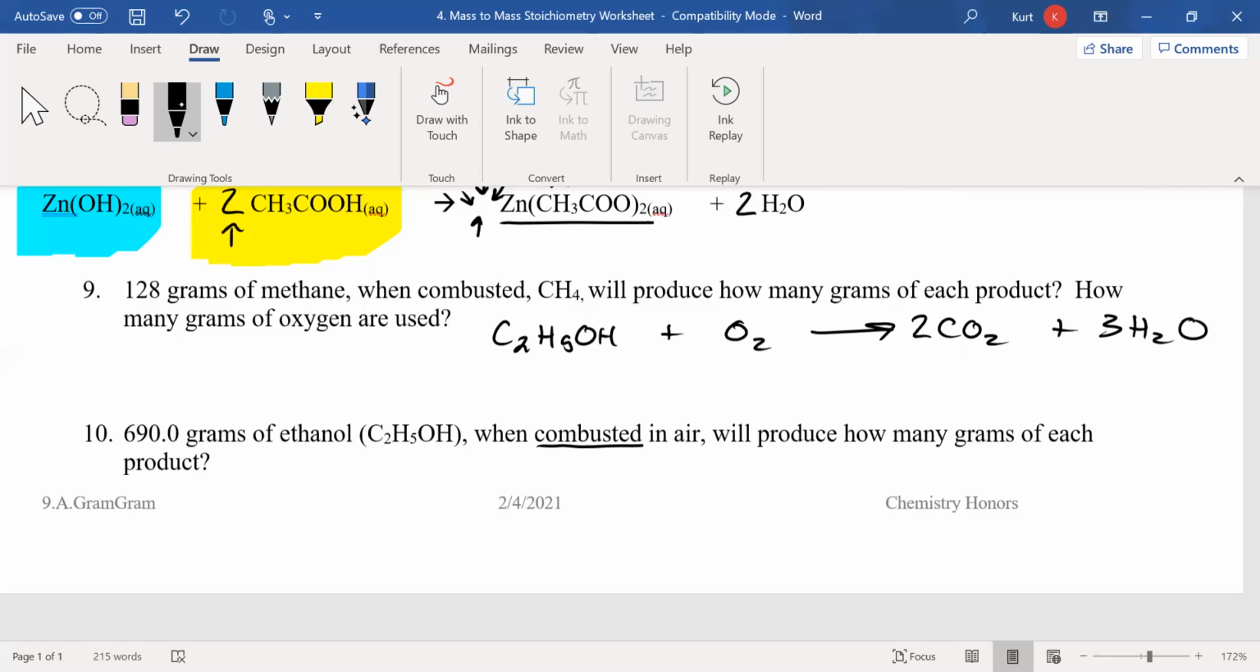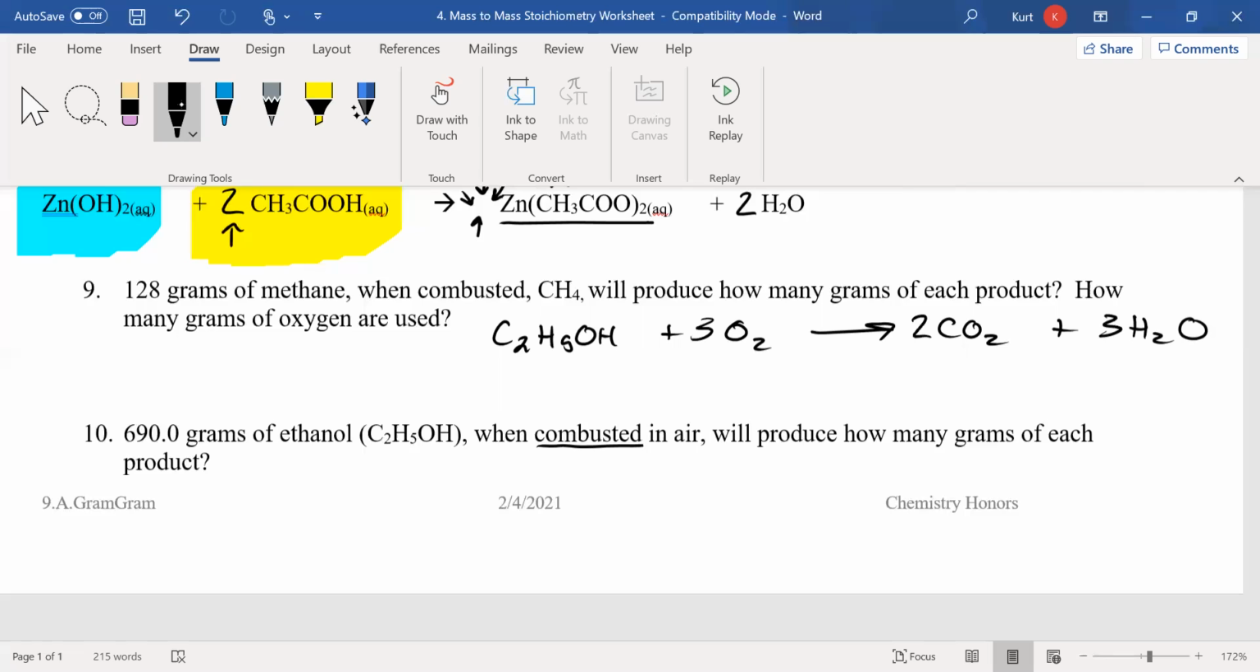And now let's count up our oxygens. We have 1, 2, 3 versus 4, 5, 6, 7. So I should put a 3 right here. Is it balanced? 1 to 3 to 2 to 3? Yeah. Okay. Here we go.